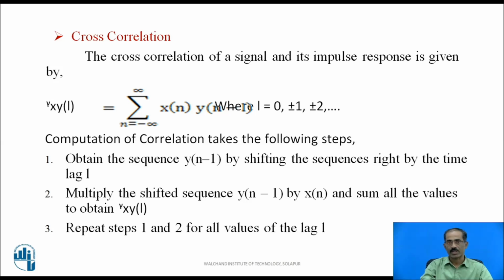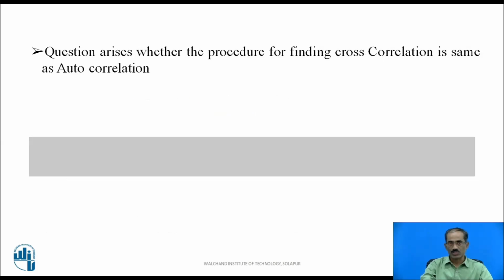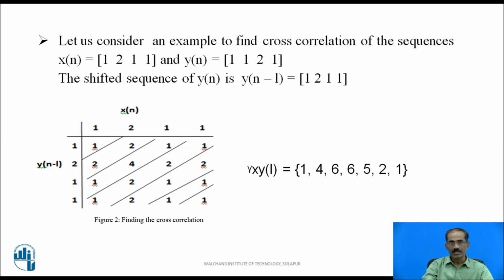Let us see by taking one example how we are going to follow and find the cross correlation of the sequence. The question arises whether the procedure for finding the cross correlation is same as autocorrelation. Pause for a moment and think whether the procedure which is used in the autocorrelation is same as the cross correlation. The answer is yes. Let us consider an example to find the cross correlation of the sequence.